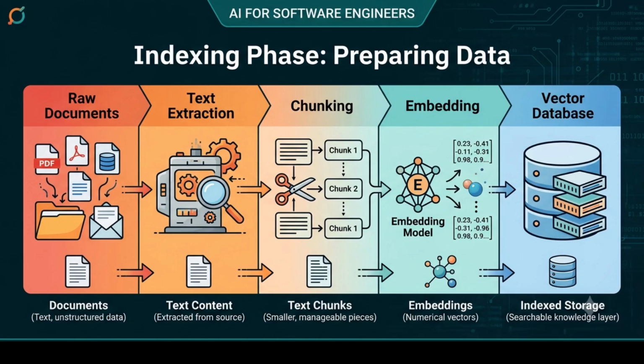The first is the indexing phase. This is where you prepare your data. You take raw documents, which will be PDFs or docs or database information for the company. You split them into chunks, and then you convert those chunks into embeddings. We touched on this a bit. Then you store those embeddings in a vector database. Think of it as building your searchable knowledge layer. That first one is the preprocessing.